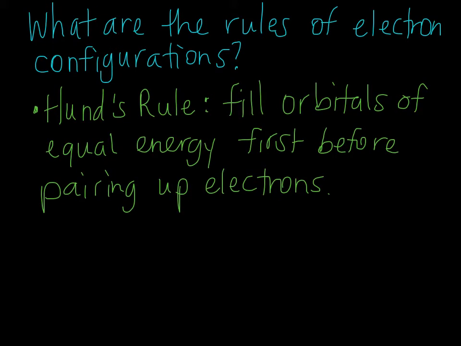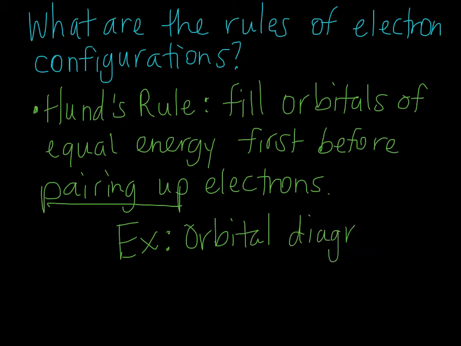The last rule is called Hund's rule. Basically, it says you have to fill orbitals of equal energy first before you pair them up. We don't do Hund's rule until we do orbital diagrams. And so you won't see this rule except for whenever I ask you to do an orbital diagram. So I will explain what exactly this rule means whenever we work out our example.